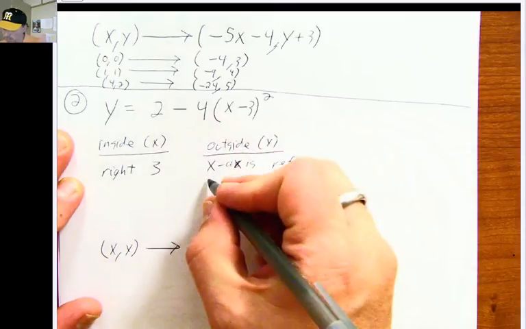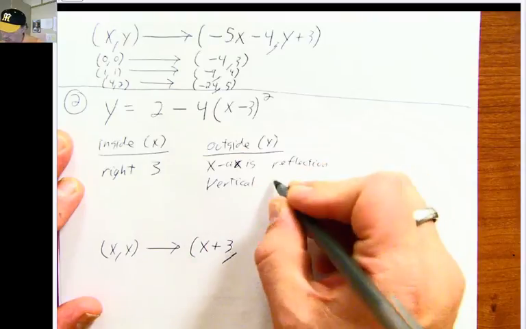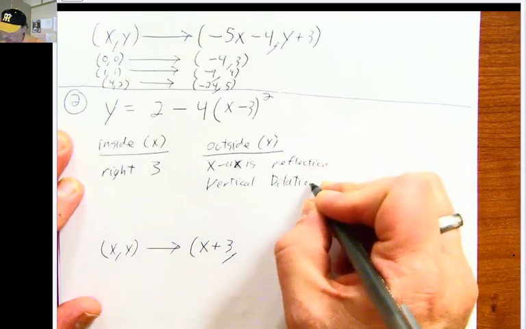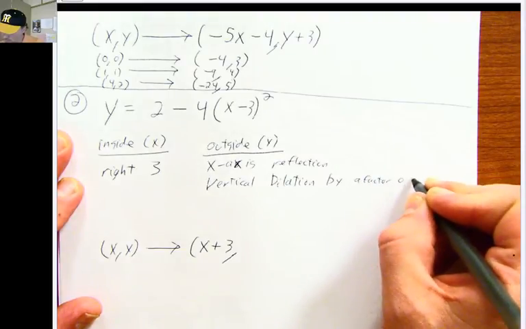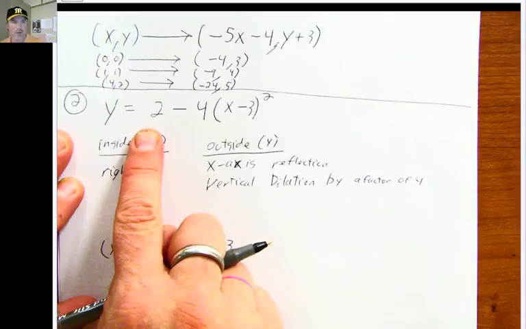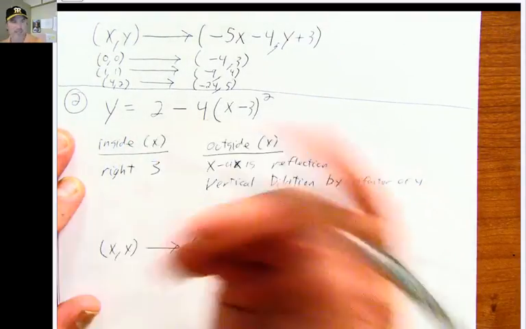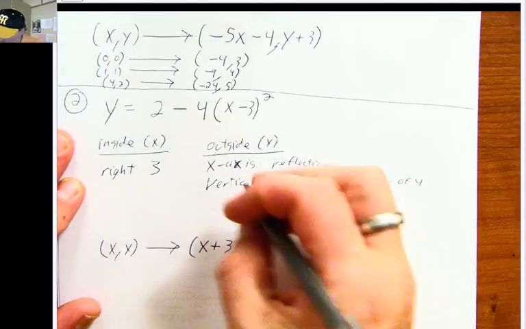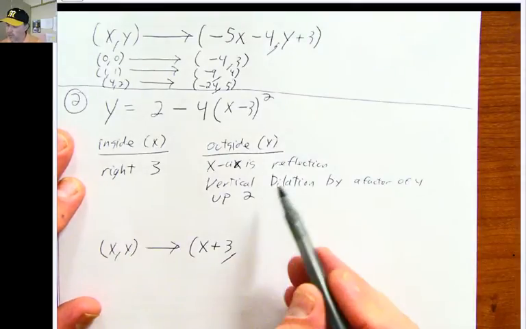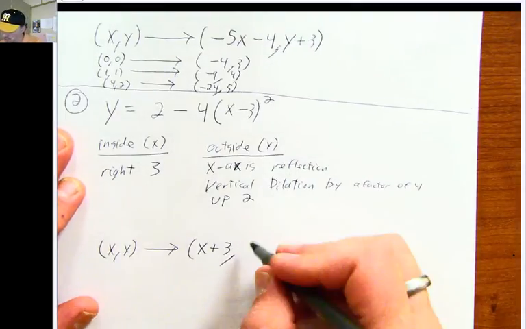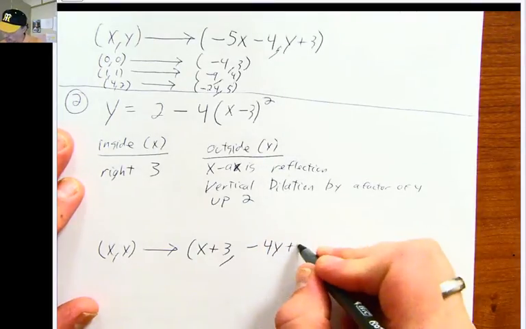The 4 is a vertical dilation by a factor of 4. And then this 2, it's a positive 2, and it's being added to the function, so it shows that it goes up 2. Alright, so first you apply the reflection and the dilation, so it would be negative 4y, and then because of the up 2, plus 2.